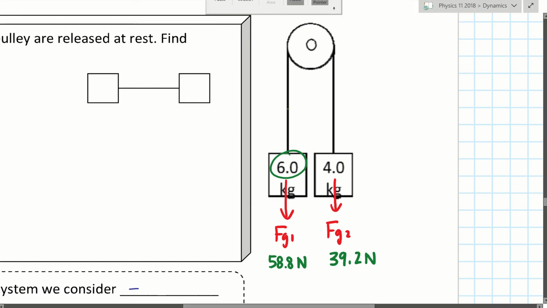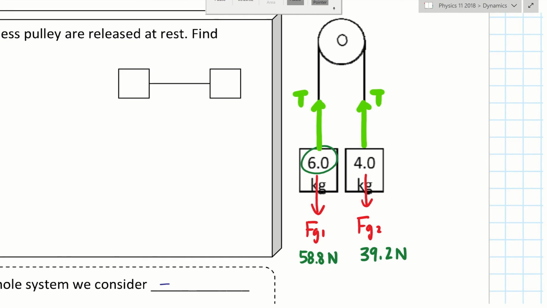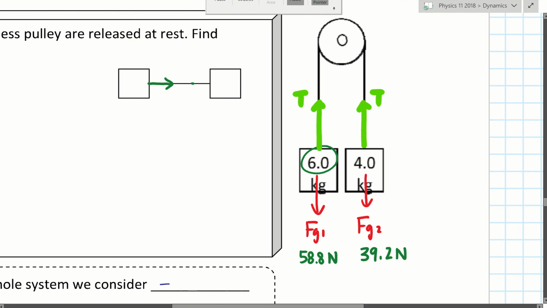Tension. Let's do it in this color right there. Tension is the same tension. Okay, let's do a flattening the graph game. Right here, right here, tension. Tension. That's the 6 kilogram, that's the 4 kilogram. So we have Fg1 going this way, and we have Fg2 going this way. Fg1 is 58.8, Fg2 is 39.2 Newton.